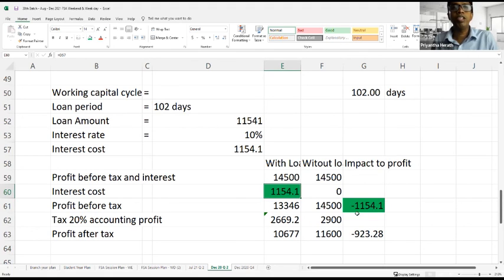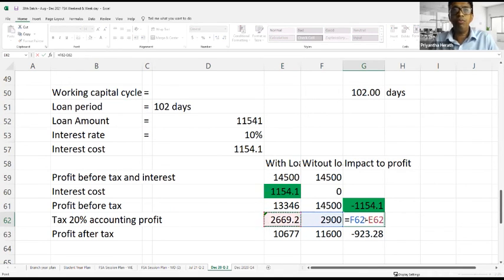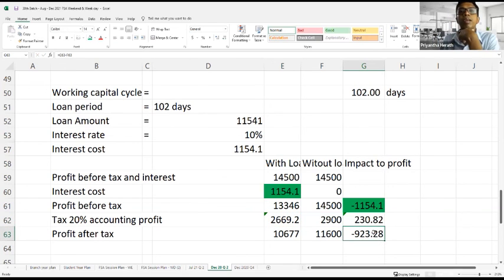The difference between profit before tax is the interest cost, but there's also a difference in taxes. There's a tax saving of 230. Therefore, the impact to profit is 923 negative, not the interest cost. The common mistake is that most students say the impact to profit is 1,154, the interest cost. No, that's wrong.